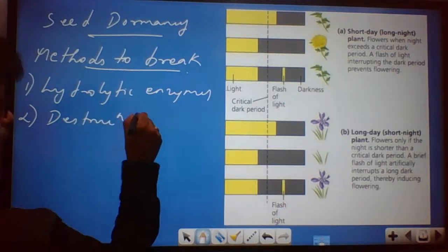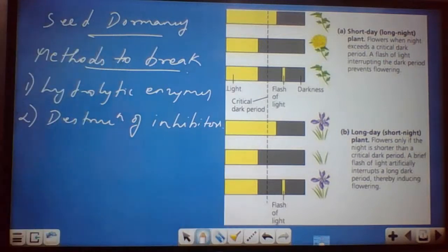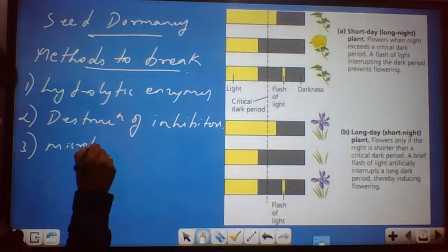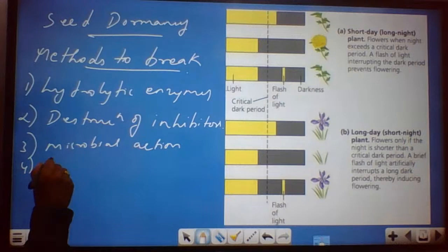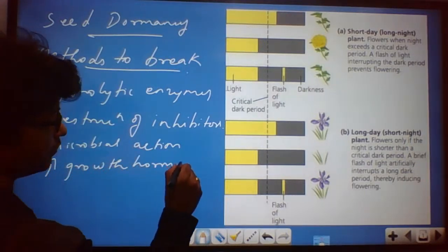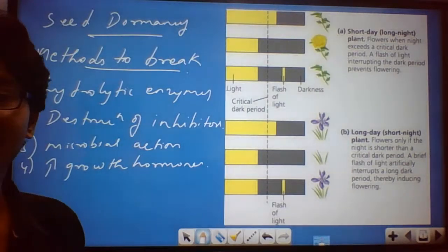Destruction of inhibitors. We need to point out what inhibitors are present so that we can destroy those inhibitors, by means of microbial action, by influencing the growth factors, by influencing the growth hormones. So can someone tell me which hormone? Because we discussed the types of hormones in the last class. Which hormone is responsible for seed dormancy?